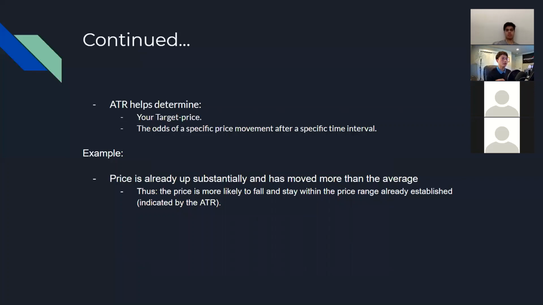So the price is more likely to fall if the price is higher than the ATR, and stay within that price range if it's already established by the ATR. Because remember, the ATR is just an indication of volatility or price volatility. So just don't enter a trade if the average true range is higher than the share price at any given moment.